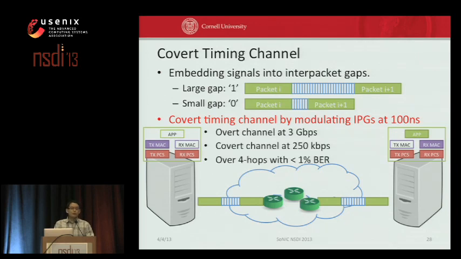So in this evaluation, we created a covert timing channel over an overt channel which was running at 3 gigabit per second. And the data rate of the covert channel was equal to the packets per second of the overt channel because we can embed only one signal into one packet. And the data rate of the covert channel was about 250 kilobit per second. And we created a network topology that consists of three commercial switches that we don't have any control over. And we were able to achieve a bit error ratio less than 1%.